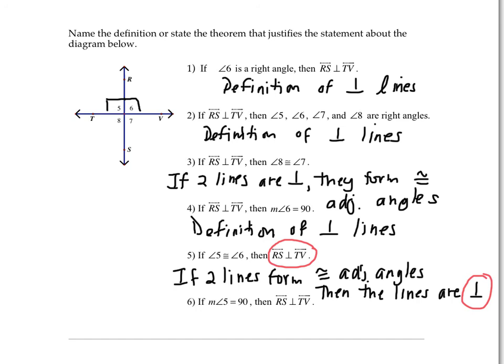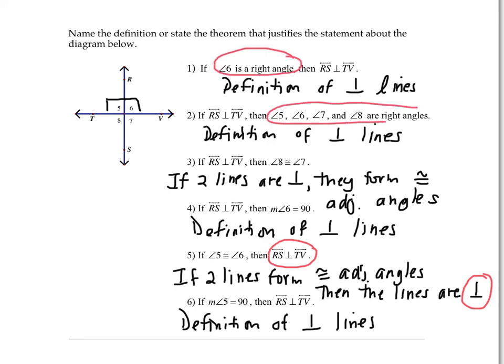Okay. And finally, in number 6, it says, if the measure of angle 5 is equal to 90 degrees, then line RS is perpendicular to line TV. And that's one final example where we are using the definition of perpendicular lines. Notice that when we are using the definition, it either mentions that an angle is a right angle, that all four angles are right angles, or that an angle has a measure of 90 degrees. Okay?